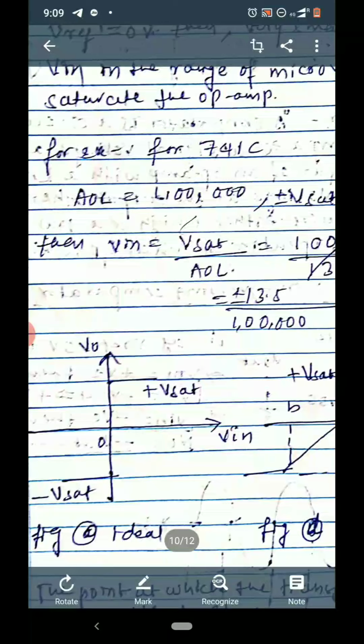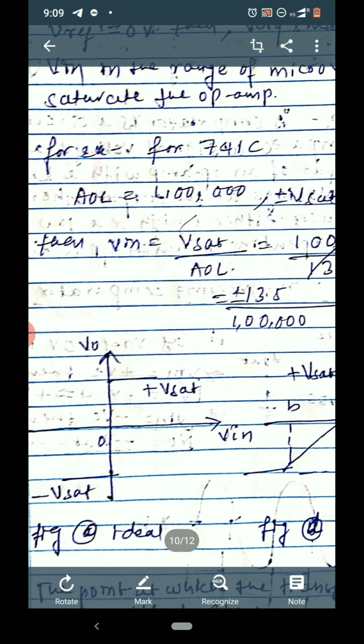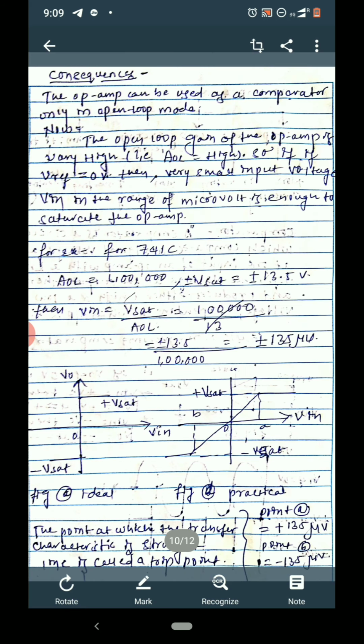Ideally speaking, if your V reference is 0, that means if your V input crosses 0 in the positive direction, you get plus V saturation. If your V input crosses 0 in the negative direction, it becomes minus V saturation. Crosses means going from 0 to 0.1 volt gives plus V saturation output, and from 0 to minus 0.1 volt, it becomes minus V saturation, like that. Okay, fine.